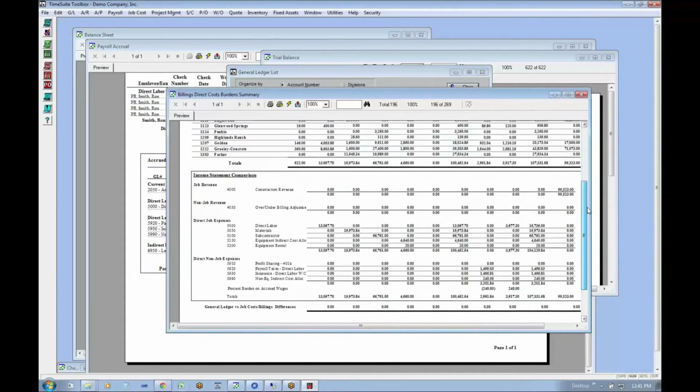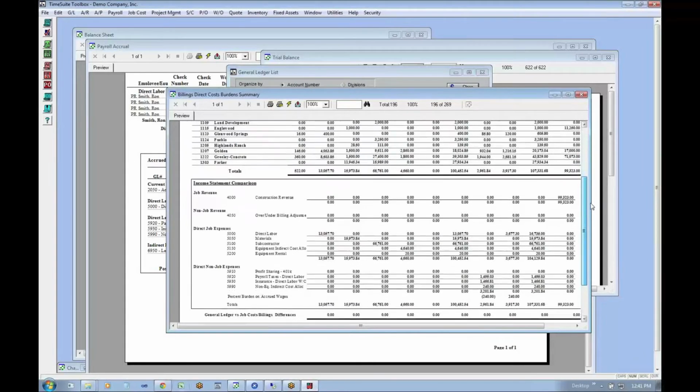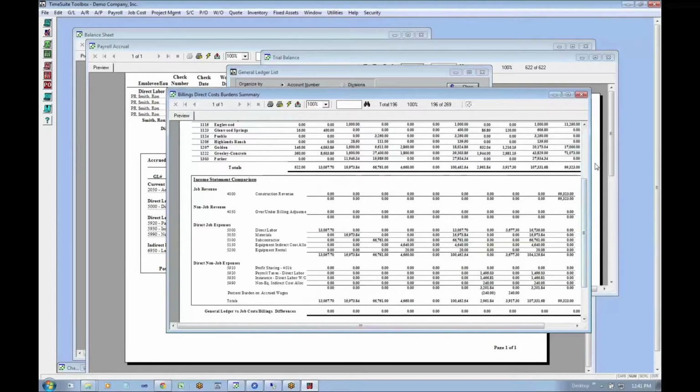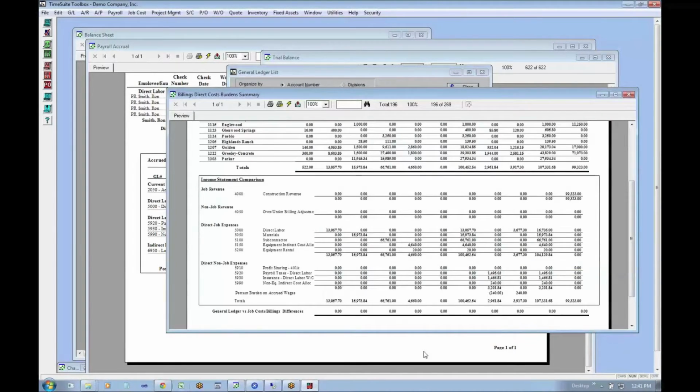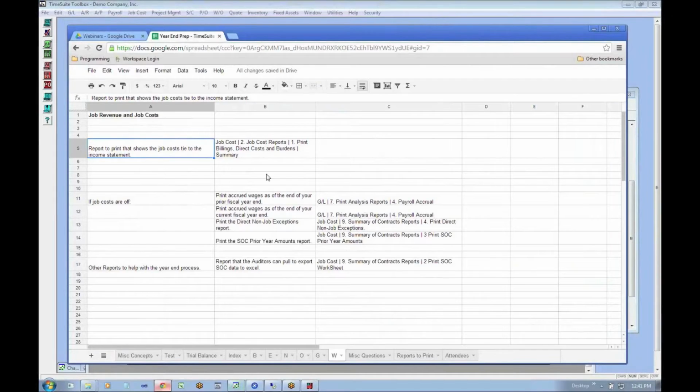Posted into those accounts. So it's quick to see what you did, and if you need a further explanation, we can explain it to you in a support call. So that's a good report for the auditors and their lead schedules. So if your job costs are off, this is what we just talked about.